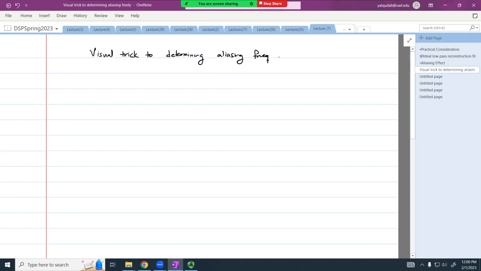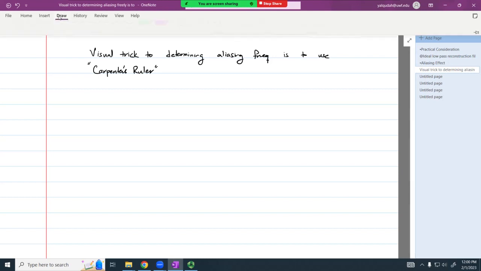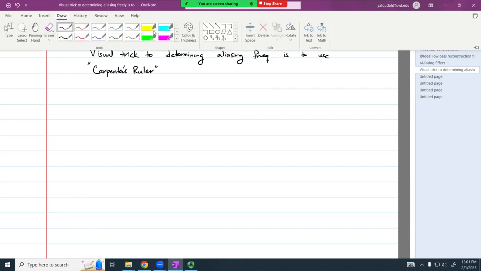is to use the Carpenter's rule, the Carpenter's ruler. What does the Carpenter's ruler look like? You know the rulers that fold and collapse? Like a speed square? No, like the one that goes like this.